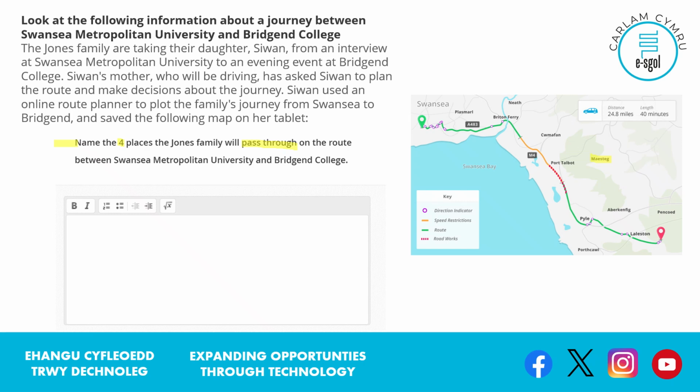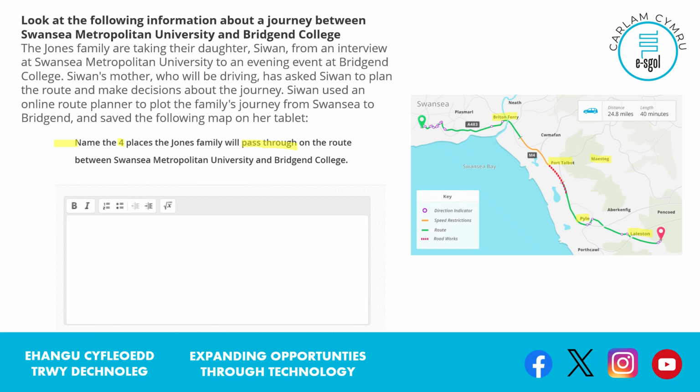So what you've got is you have got along this route, tracing it through, first place you're going to go through is Briton Ferry. Second place you're going to go through is Port Talbot. It's labelled on the map. Third place is Pyle, and 4th place is Laleston.